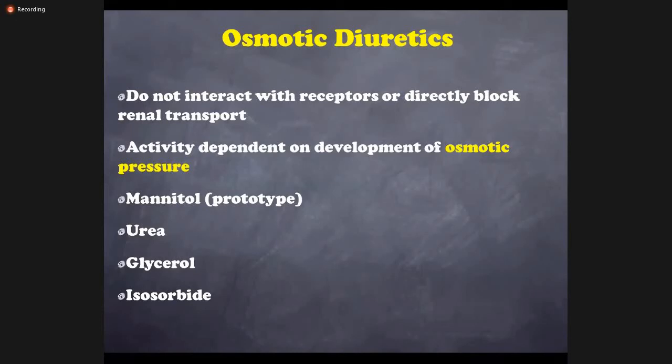And which one of the following do we use clinically? Isosorbide, glycerol, urea, mannitol. You will find this preparation in the emergency kit, in the emergency department, mannitol, right?